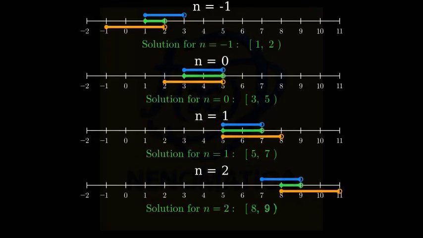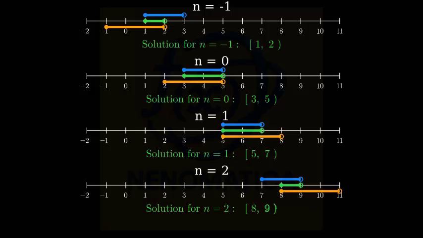From n equals negative 1, we get the interval 1 to 2. From n equals 0, we get 3 to 5. From n equals 1, we get 5 to 7. From n equals 2, we get 8 to 9.